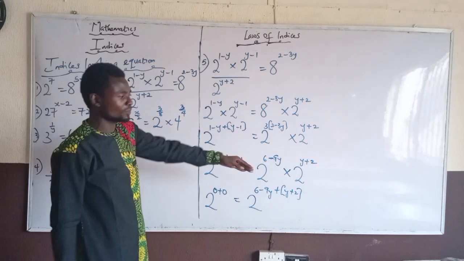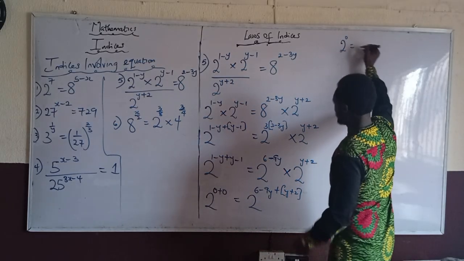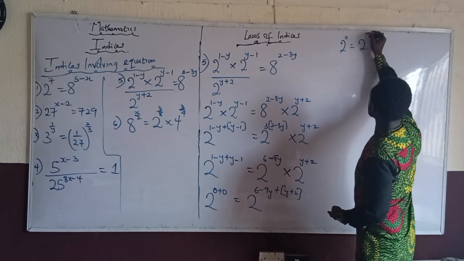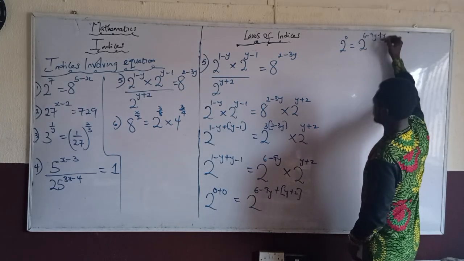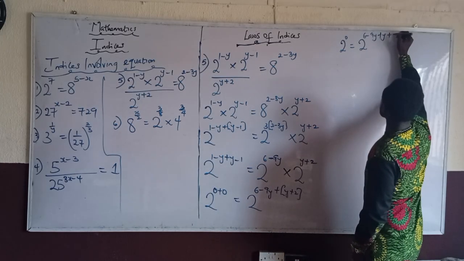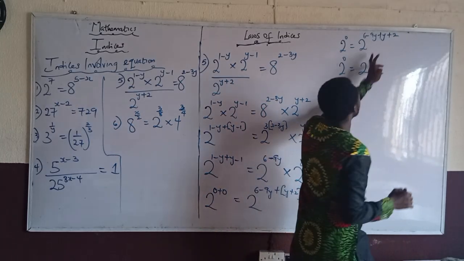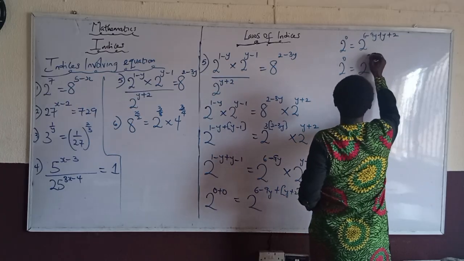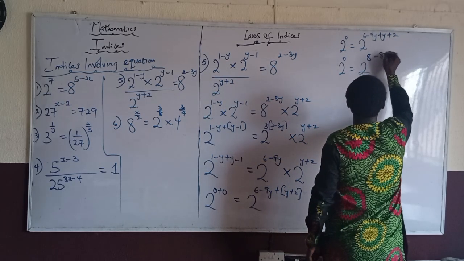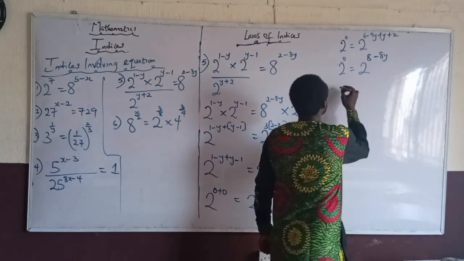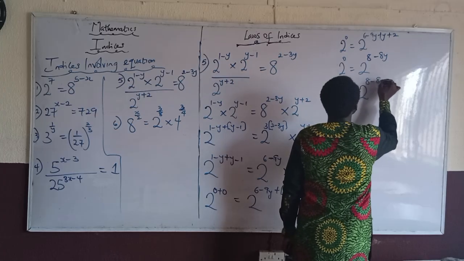Because I have multiplication, so I'm adding the power. So here becomes 2 raised to power 0 equals to 2 raised to power 6 minus 9y plus y plus 2. Now 6 plus 2 is 8. Minus 9y plus y is minus 8y. So here becomes 2 raised to power 0 equals to 2 raised to power 8 minus 8y.